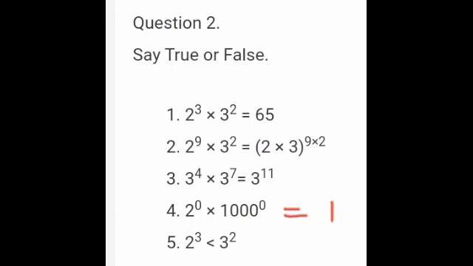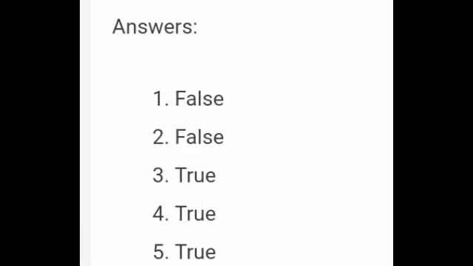Fifth one, 2 power 3 is less than 3 power 2. 2 power 3 is what? 2 into 2 into 2, 8. 3 power 2 is 9. 8 is less than 9. So, the last statement is a true statement. Answers: first and second questions are false, third, fourth, and fifth answers are true.